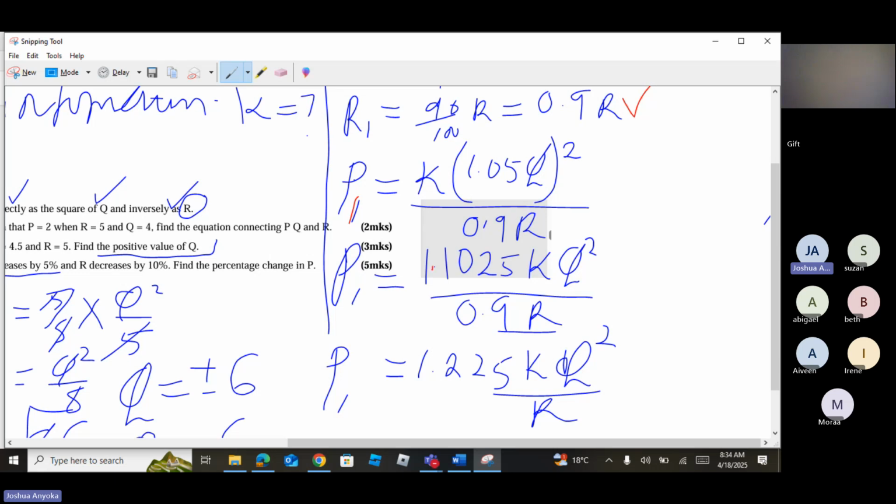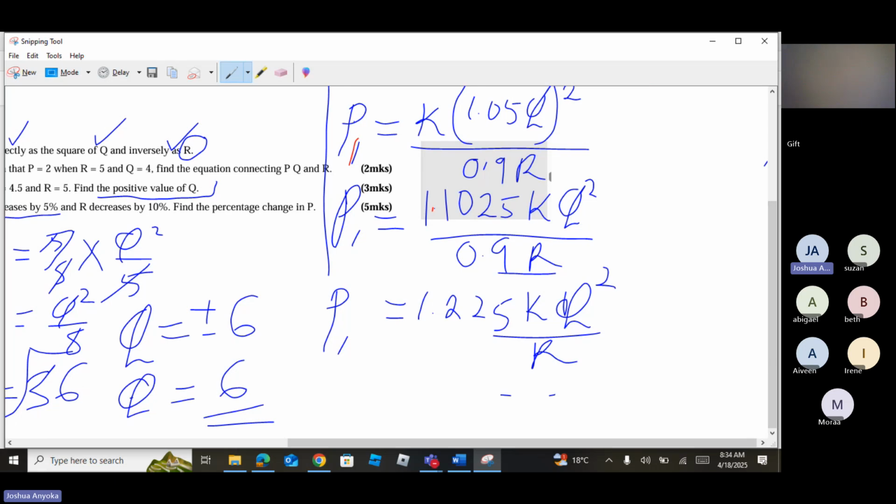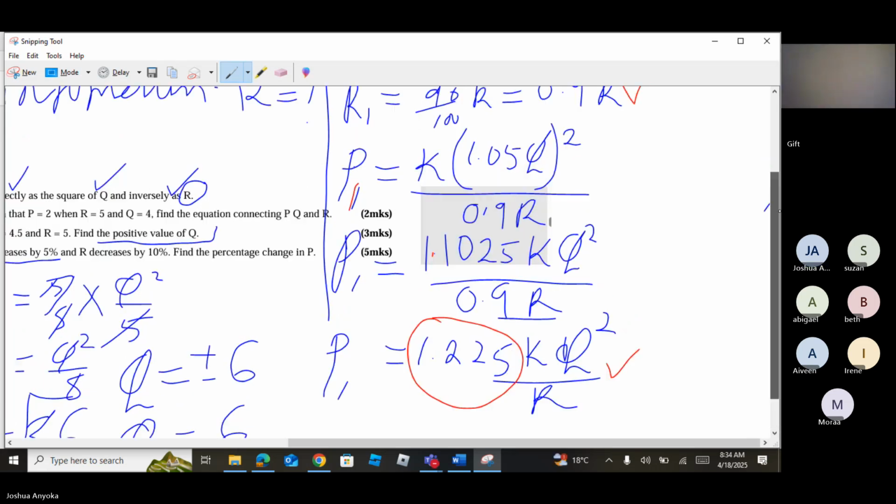So it gives us 1.1025 KQ squared over 0.9 R. And then we get 1.225 KQ squared over R. So we have the new form with a coefficient which is very solid. Now it is very easy from now to work out the change.